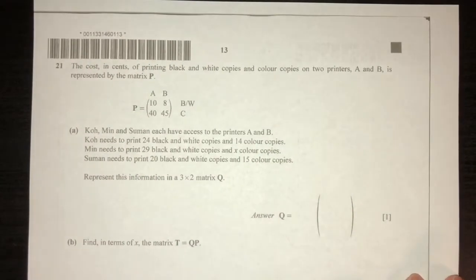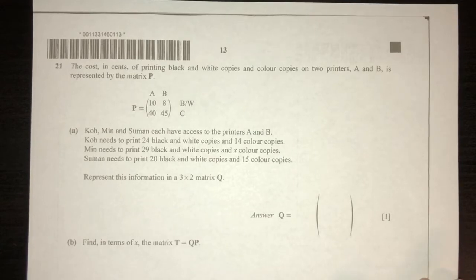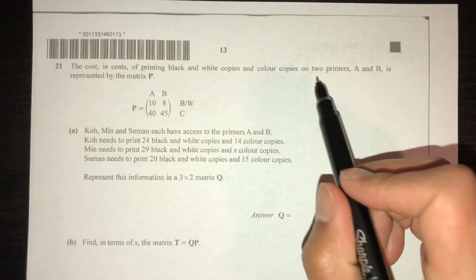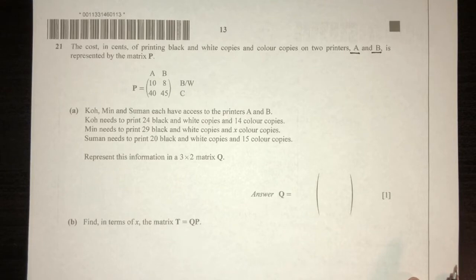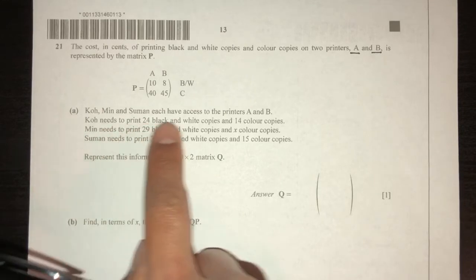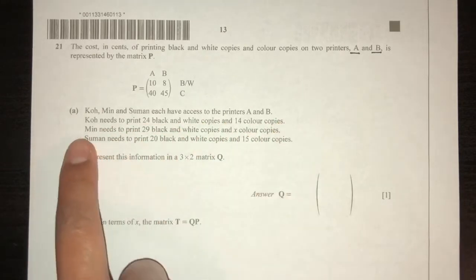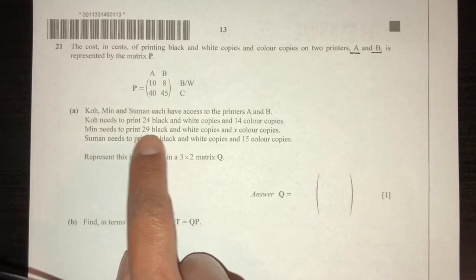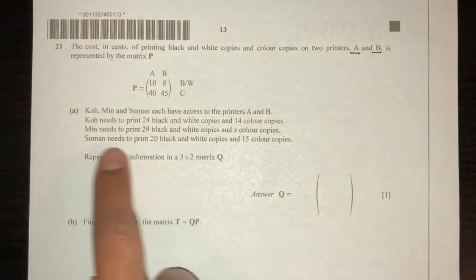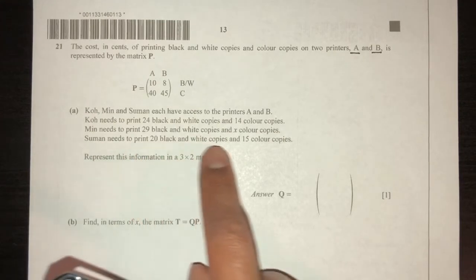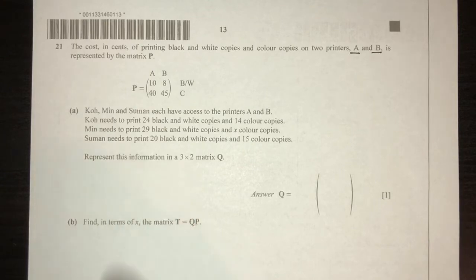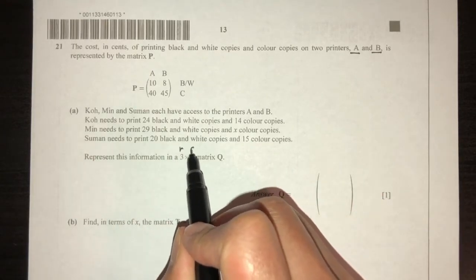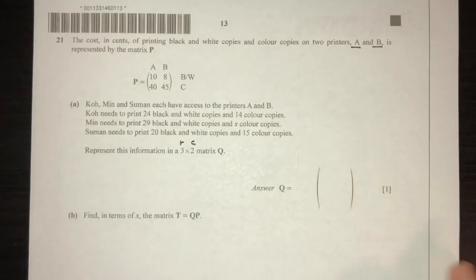Let's move on to question number 21. The cost in cents of printing black and white copies and color copies on two printers A and B is given below by P. Now, Ko, Ming, and Suman each have access to the printers A and B. Okay. Ko needs to print 24 black and white copies and 14 color copies. Ming needs to print 29 black and white copies and X color copies. Suman needs to print 20 black and white, 15 color copies. Now represent this information as a 3 by 2 matrix. 3 means rows, so it is rows by columns. So we need 3 rows and 2 columns. Let's think.